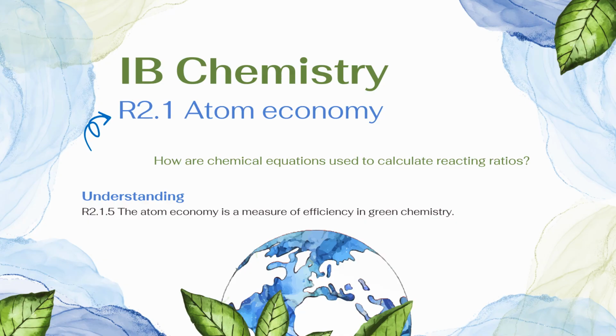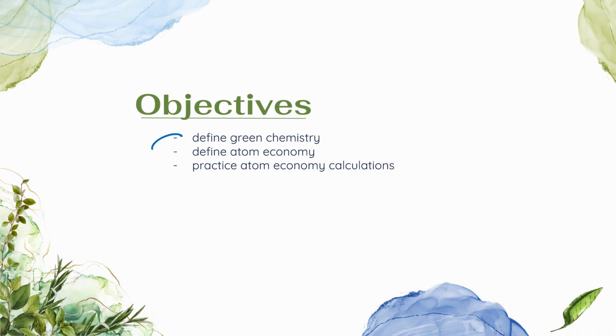This is more amounts of chemical changes. We're going to focus just on atom economy today. Our guiding question is how are chemical equations used to calculate reacting ratios. We're going to focus on just this one understanding: atom economy is a measure of efficiency in green chemistry. Our objectives: we're going to talk about what even is this idea of green chemistry, and then focus on atom economy. We're going to define it and then practice some calculations.